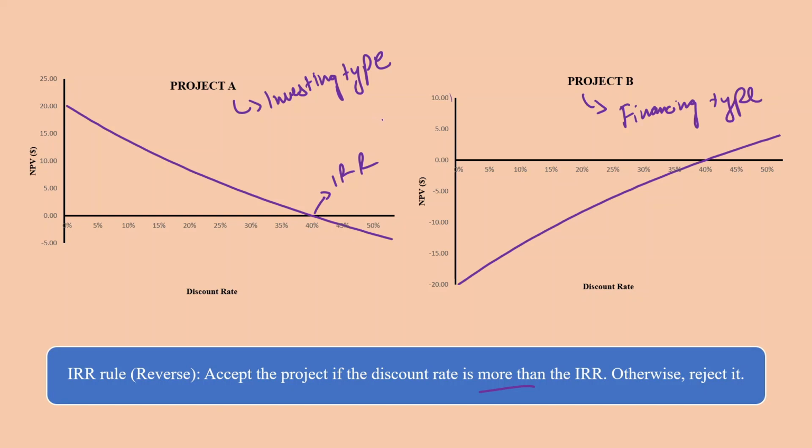Now you can see how this problem can be a potential source of error, right? So never use the internal rate of return rule blindly. First, you should always check out the type of project that you're dealing with, whether it's investing or financing type. All right, hope you got around that.